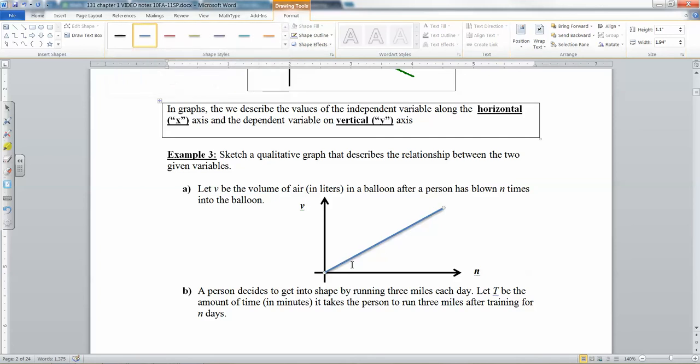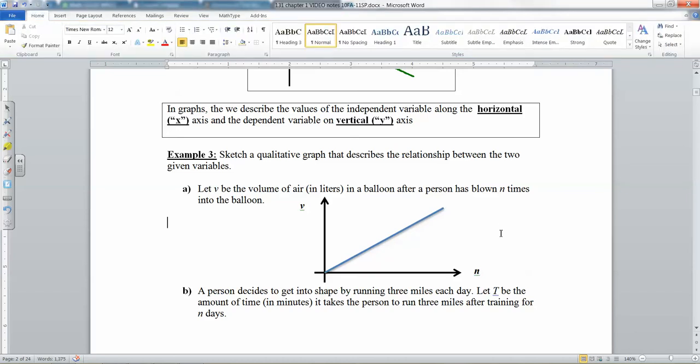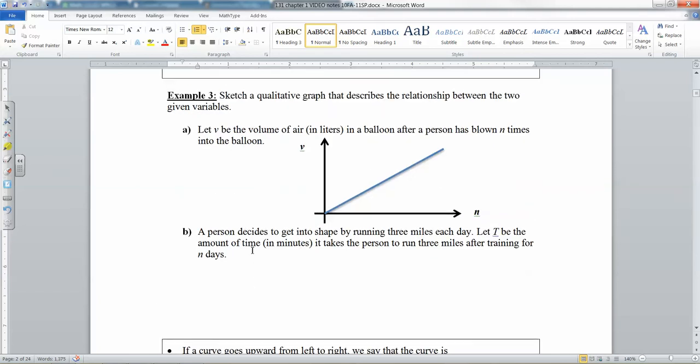And then I'm going to make it increase, because as I blow into the balloon, more and more air goes into the balloon, the volume of the balloon goes up, right? And again, it would technically be more like a stair step, because you put air in and then it just sits there for a second, then you put more air in and it sits there for a second, then you put more air in, right? But I didn't have the ability to do that.